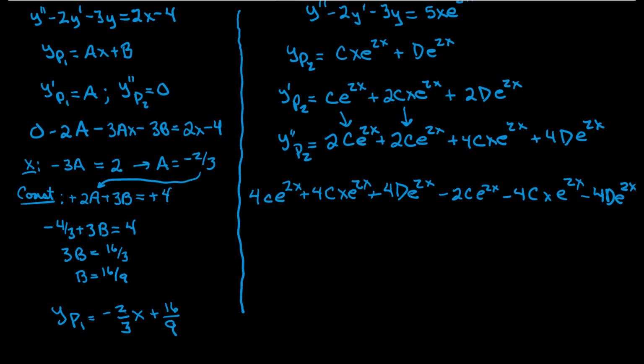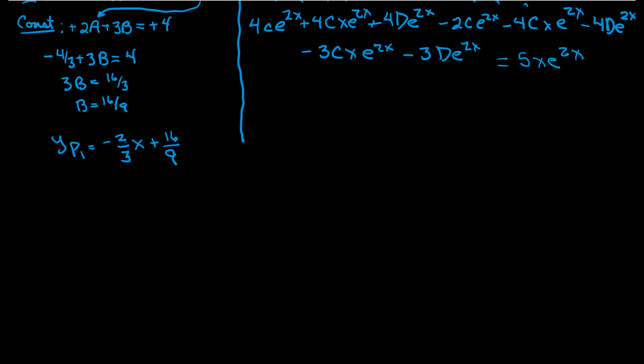Going back up to the top of the screen, I have a minus 3 times my original proposed solution. So that's going to be a minus 3cx e to the 2x. Then I'm going to have a minus 3d e to the 2x. And this is all going to wind up equaling this 5x e to the 2x. Okay, so I'm going to put a dotted line across here to kind of break up my derivatives from the equation.